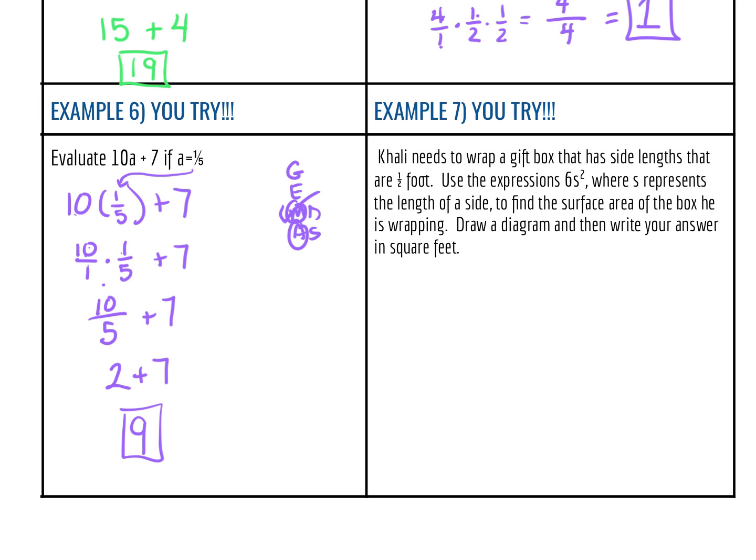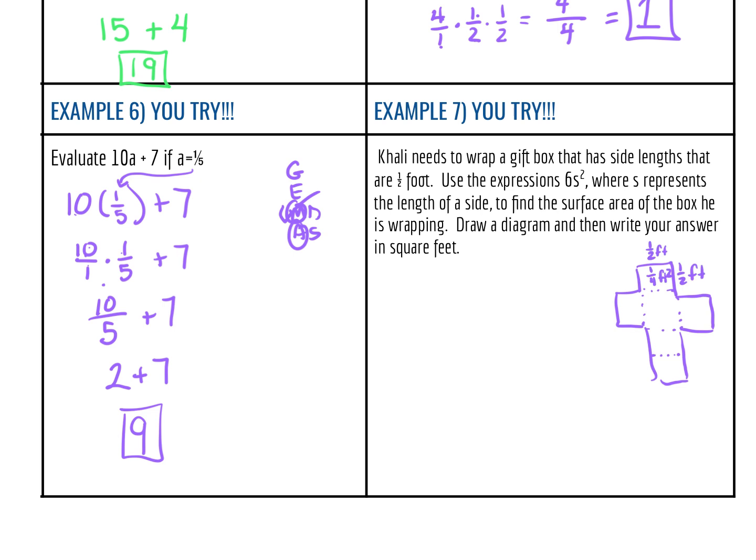The next one is Callie needs to wrap a gift box that has side lengths that are 1 foot long, 1/2 foot long, sorry. Use the expression 6 times s squared, where s represents the length of the side. Find the surface area of the box she is wrapping. Draw a diagram, and then write your answer in square feet. So go ahead and try to write that diagram, right? And the diagram I would use is something like this. Okay, so this was like an unfolded cube that has 6 sides. All right, go ahead.